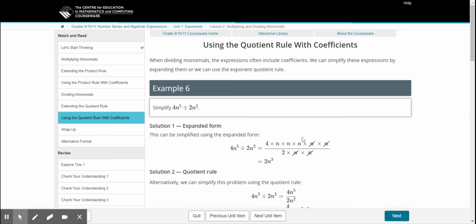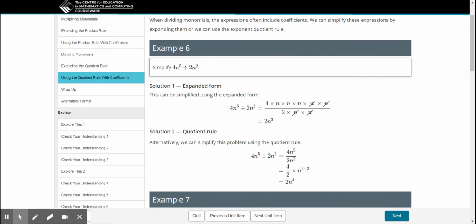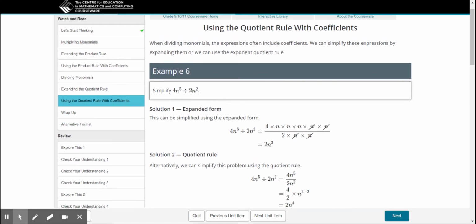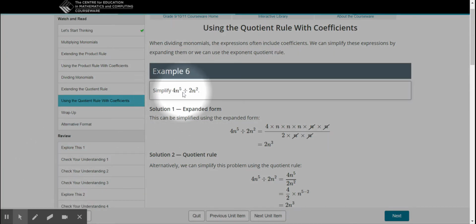Hello, the purpose of this video is to summarize and review the quotient rules with coefficients. Just like we did when we did the product rule with coefficients, we're going to see what happens when we have expressions that have coefficients that are dividing, like monomials that are dividing. So we're going to do three examples, and we are going to briefly review the first one with expanded form and then the quotient rule. And after that, we're just going to use the quotient rule because we already discovered it is more efficient.